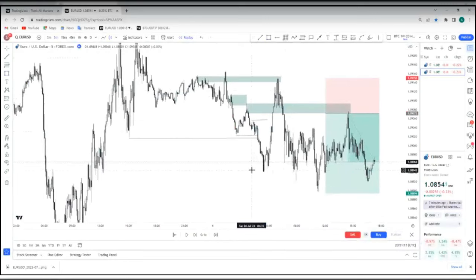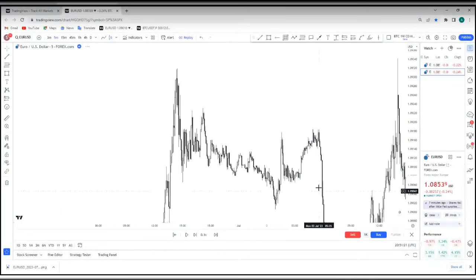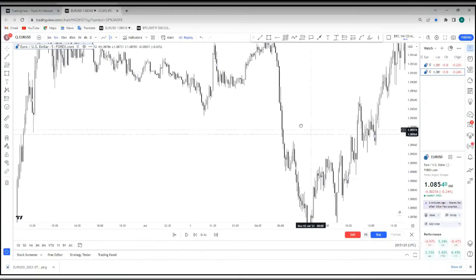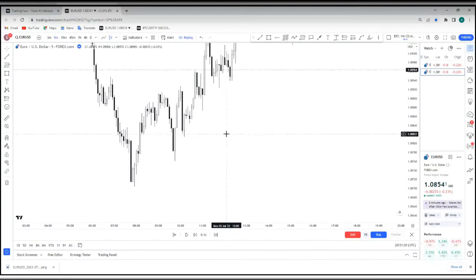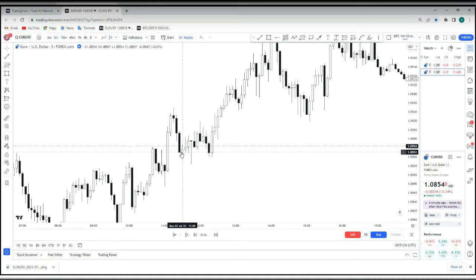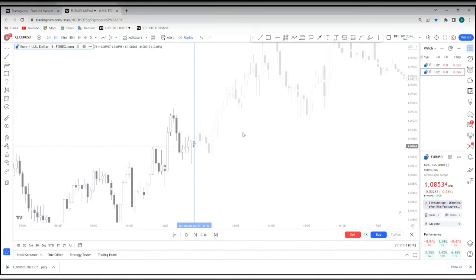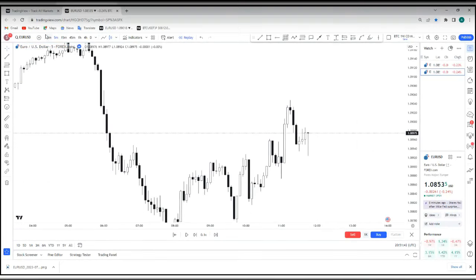Now, let me look for the other part I told you about, the manipulation leg. Let me look for an example. I mean, this price cleared it. You don't need to wait for a very long time. This place will be yours. Now, let me go to 3 minutes time frame.